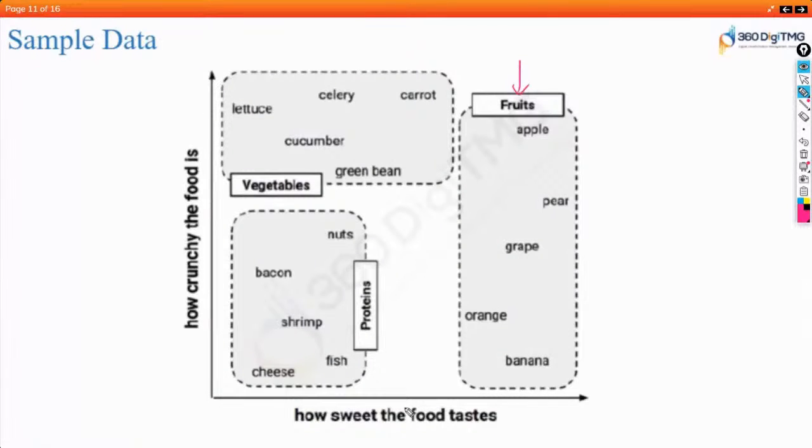All the fruits generally have high food sweetness, whereas vegetables have high crunchiness. And both of them are down, both of them are not high. Then we have protein, which is this one, which does not have good sweetness and does not have good crunchiness.